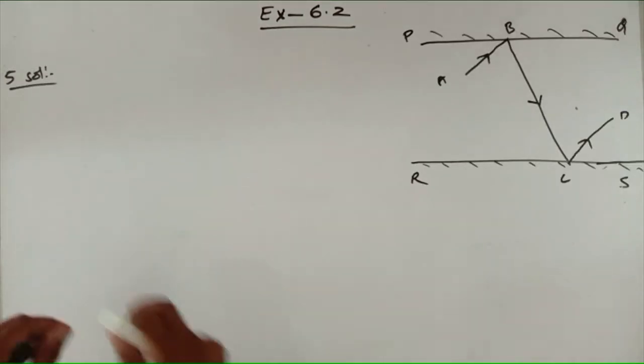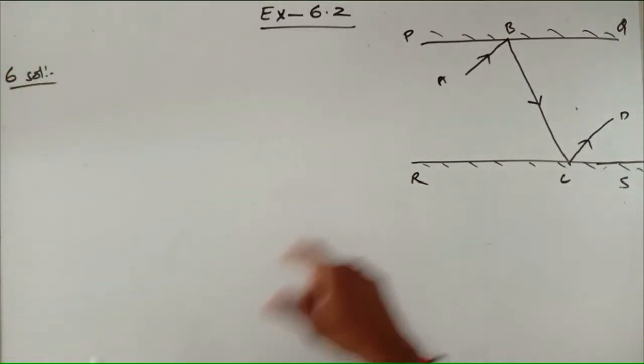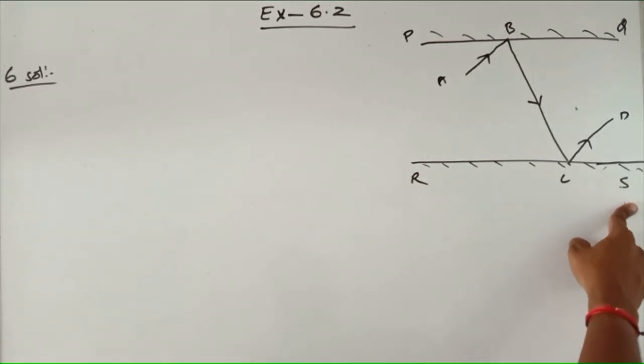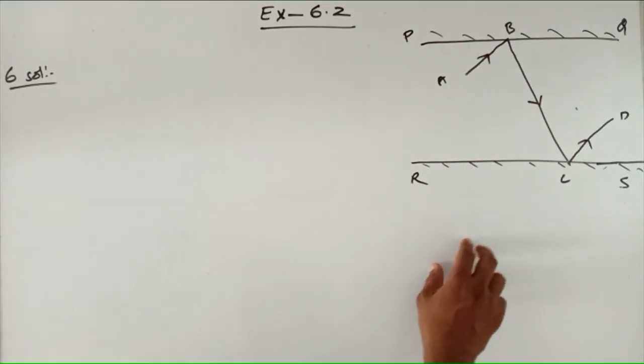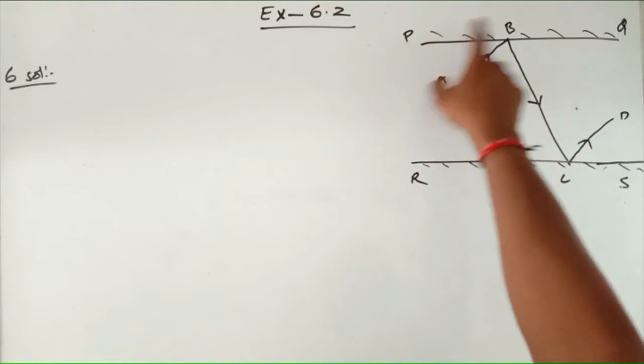So let's see the sixth question. In the figure, PQ and RS are two mirrors placed parallel to each other. So these two are parallel mirrors here, PQ and RS. An incident ray AB is striking the mirror PQ.